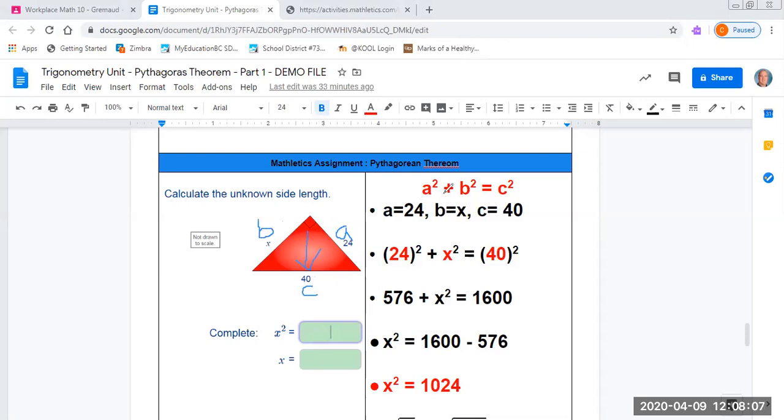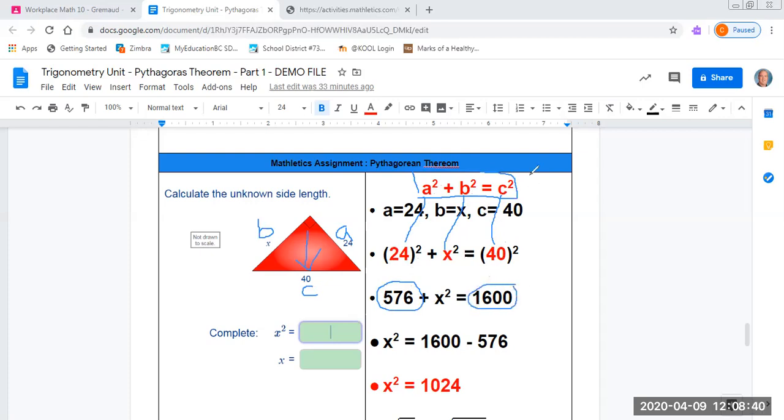So in this relationship of the Pythagorean theorem, a squared plus b squared equals c squared, if I know that a equals 24, b equals x, and c equals 40, I just literally plug in those numbers into the formula. So I'm plugging in the red numbers here for what I know. And when I do this, 24 squared once again means 24 times 24. When I use a calculator, I get this value here. And then likewise, 40 squared, I get this value here.